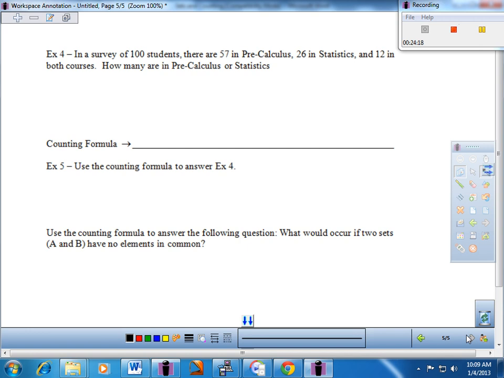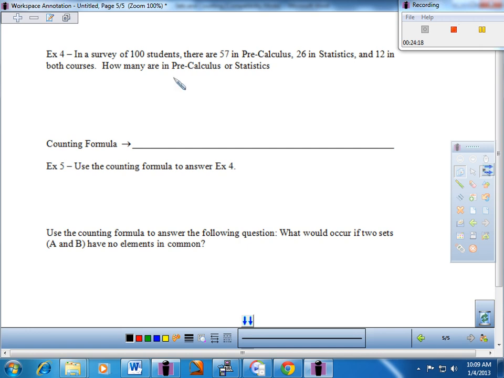So we're going to use a little Venn diagram here to relate these, and let's answer the question. It says, in a survey of 100 students, there are 57 students in pre-calculus, there are 26 students in statistics, and 12 in both courses. So how many are in pre-calc or statistics? Interesting. All right, so we have to be a little careful with this.